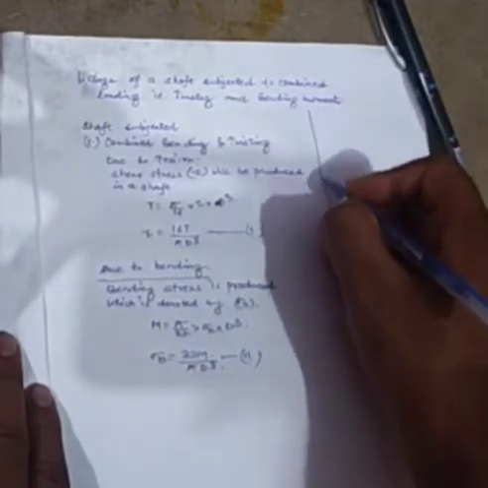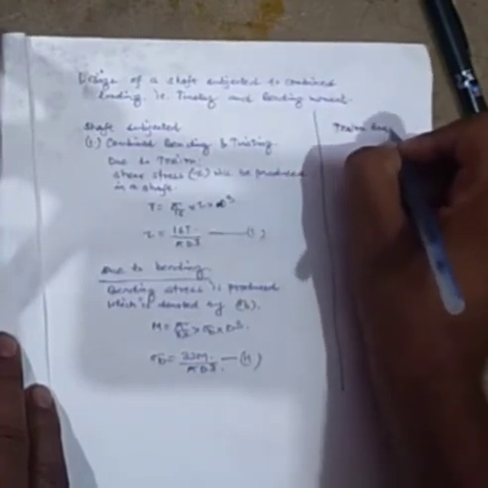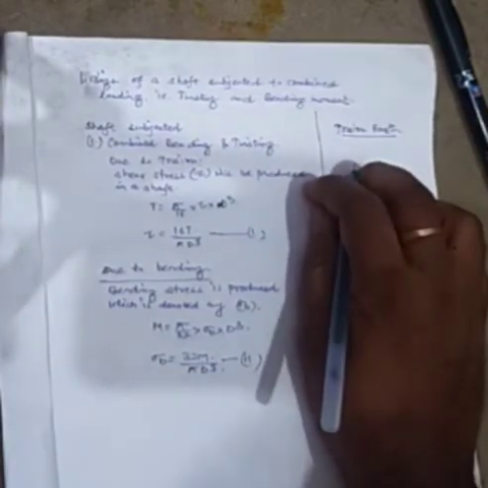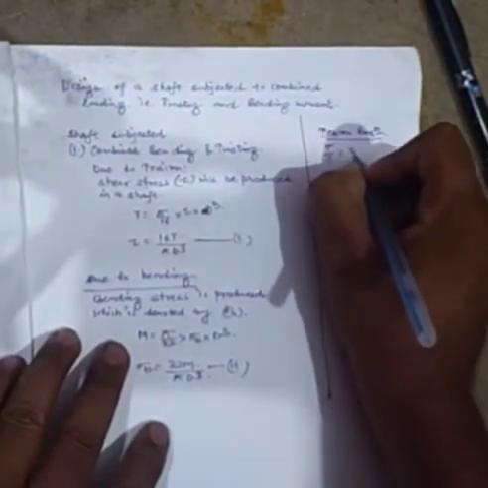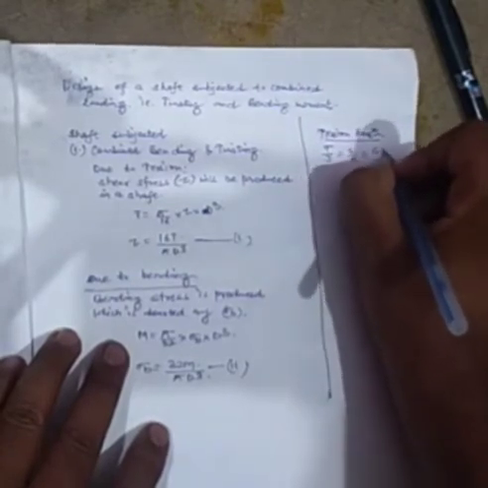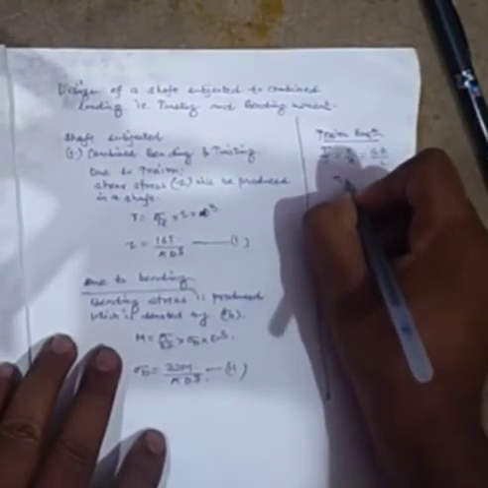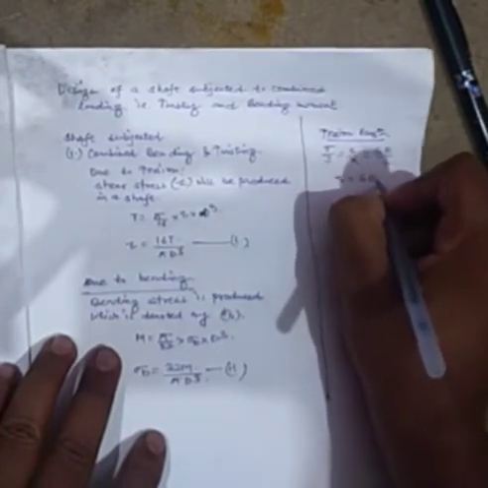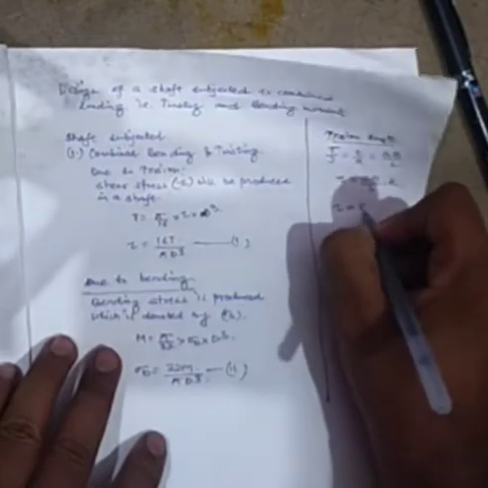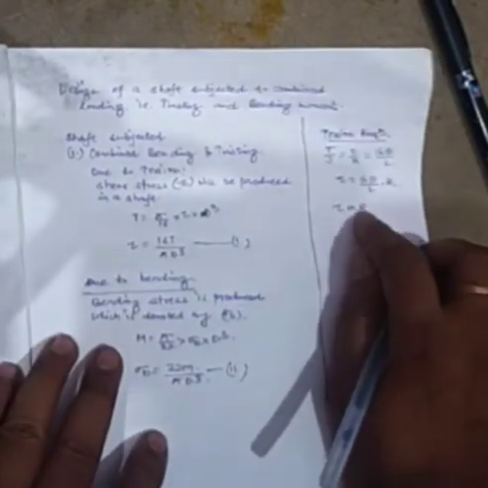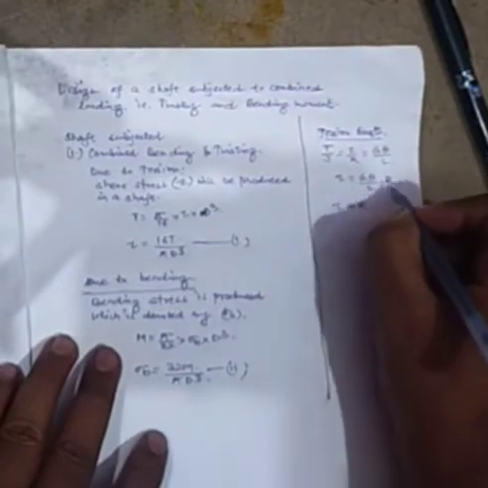And since we have the torsion equation, the equation was something like this: T upon J is equal to tau upon R is equal to G theta upon L. And so from here, tau is equal to G theta upon L into R. And since from this equation tau is directly proportional to R, it means shear stress is directly proportional to the radius of the shaft when it is subjected to torsion. Okay, from this equation we are getting this.